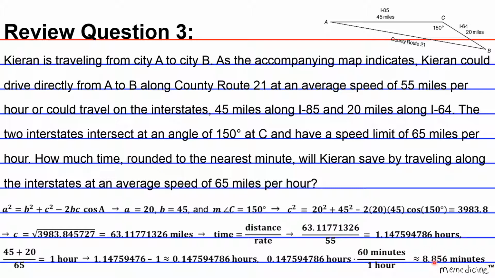So this is still actually not the final answer, because they want us to round to the nearest minute. Well, I didn't say round up, but I would round this up to 9 minutes. So you're going to save about 9 minutes, although it doesn't look like you would by traveling from here to there. You're going to save 9 minutes as opposed to just traveling along the county route, okay?